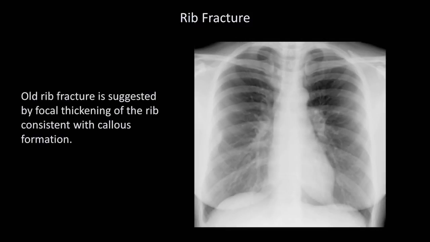Both of those fractures were relatively acute. However, sometimes old fractures can be identified as well. This is suggested by focal thickening of the rib consistent with callus formation. This patient has a probable old rib fracture of a right posterior rib. Be careful though, because these can be mistaken for sclerotic bone lesions and vice versa.